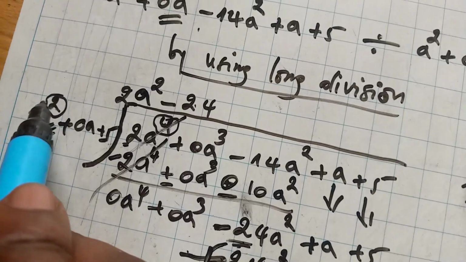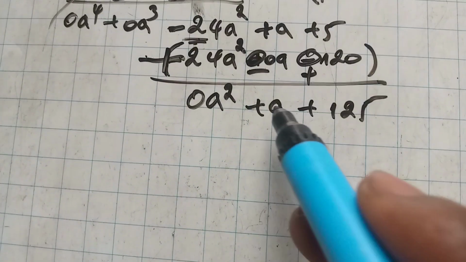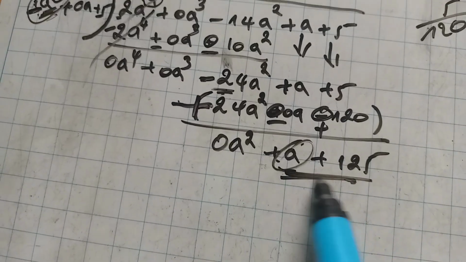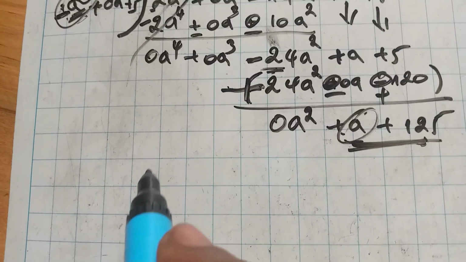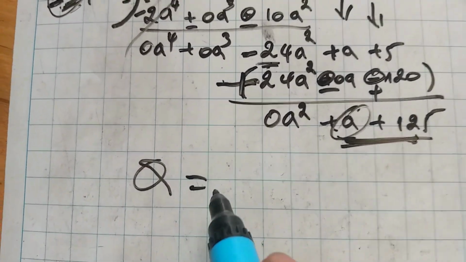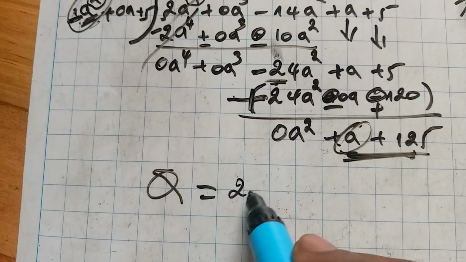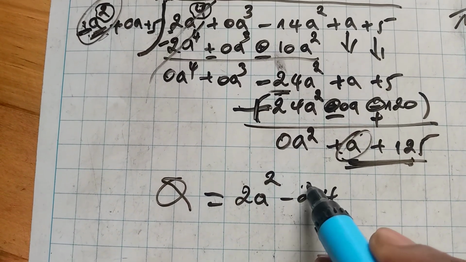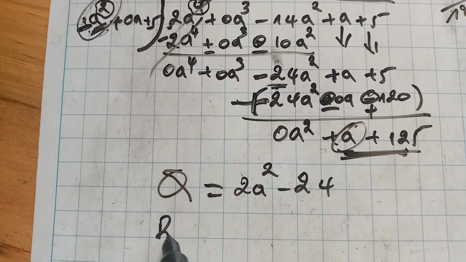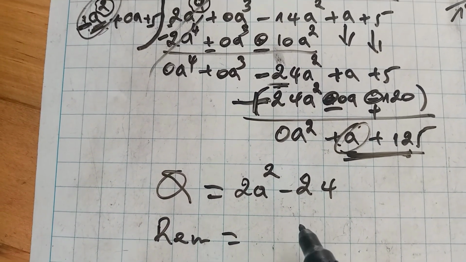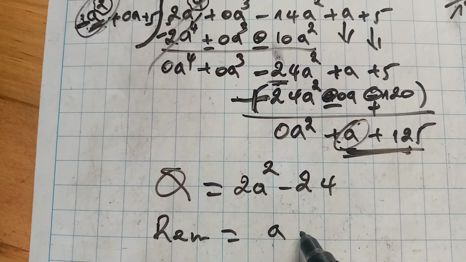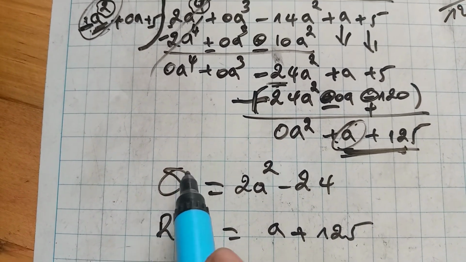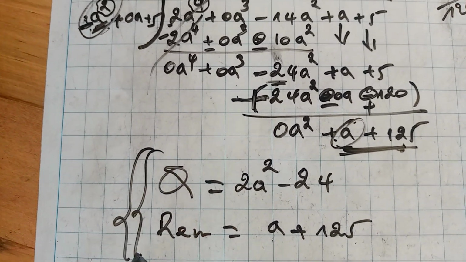So here we have a^2. The power here is greater than the power here. So this one can't be divided by that one. That's why you have to write that our quotient is 2a^2 minus 24, and the remainder will be a plus 125. This is the answer for our B.